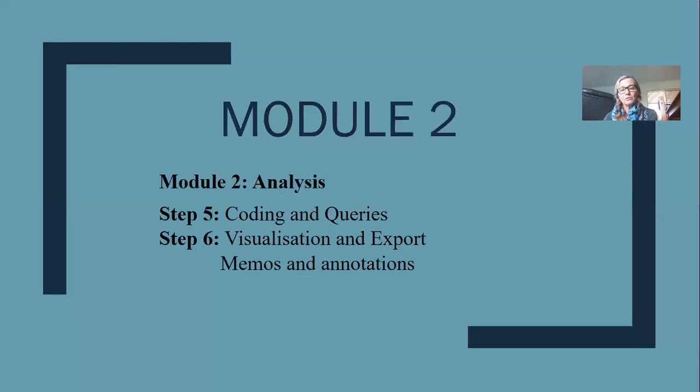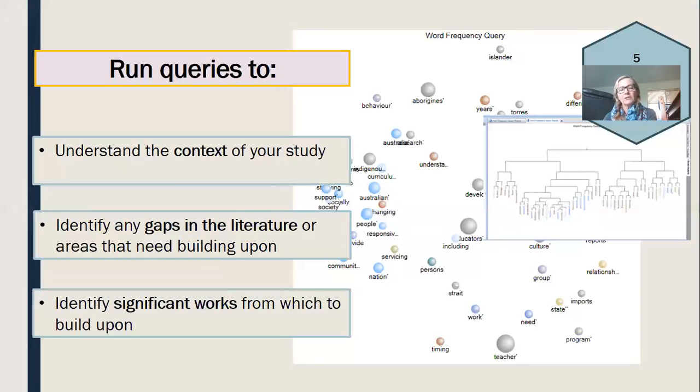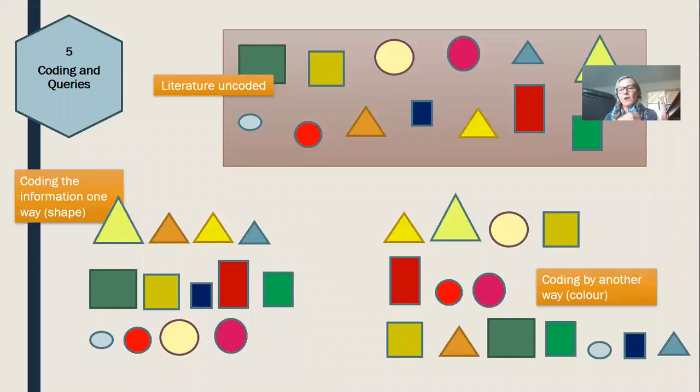And you can see here some of the interface that is available in the ebook that you will be looking at. Module 2 is analysis, and this is where the think tank starts, with the coding and queries, visualization, export, memos, annotations. And you can see some of the ideas of running queries and why you're running them: to understand the context of your study, to find the gaps and the significant works, and an idea of why you're coding, what concept you're taking when you're coding. Either you're coding it all from an idea of if they were shapes, you would code them according to the type of shape or even to the color of the shapes.